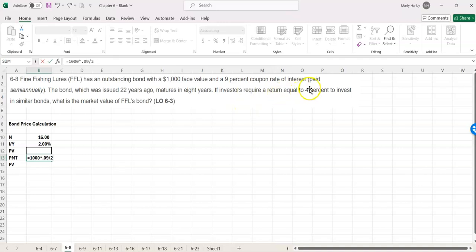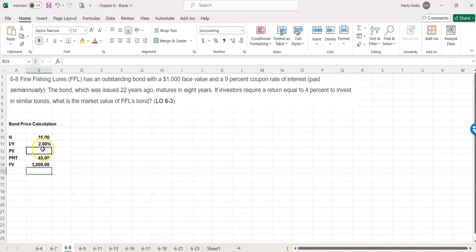One thing to note here, the coupon rate is greater than the investor's required rate of return or yield to maturity. So we're going to have a premium bond here, meaning that the value of that bond is going to be greater than the face value. So $45 every 6 months and then $1,000 future value.